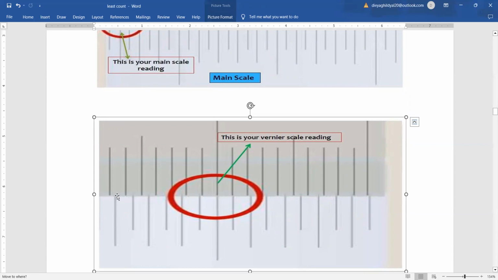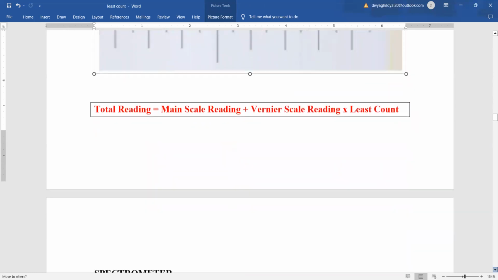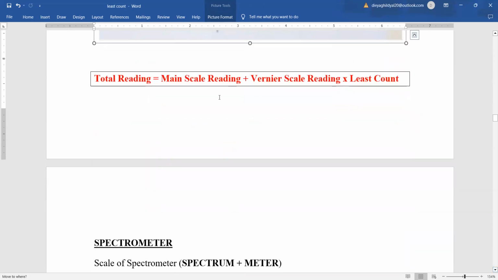See, these two are not coinciding, so this will not be the reading. This and this division is also not coinciding. Similarly, the third not coinciding, fourth not coinciding, fifth not coinciding, sixth, seventh not coinciding, but my eighth division is in line with the main scale. So I will take MSR plus VSR, that is this division, into least count. This will be my reading for all apparatuses which I come across in the dark room.